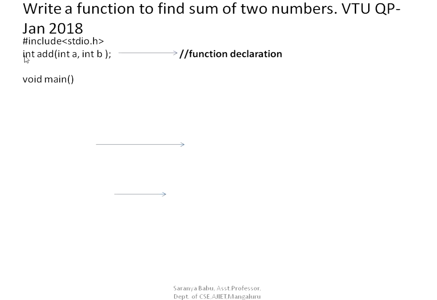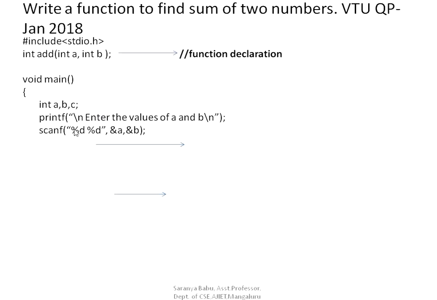Then comes the main function as usual in your program. In the main function, I will give int a comma b comma c. That is to find the sum of two numbers, right? Two numbers will be stored in a and b. Result will be in c. Printf enter the values of a and b. I will read the values of a and b, store them in the address of a and the address of b, because I want to calculate the sum of two numbers.